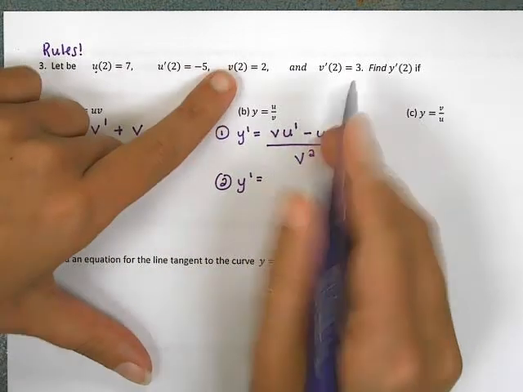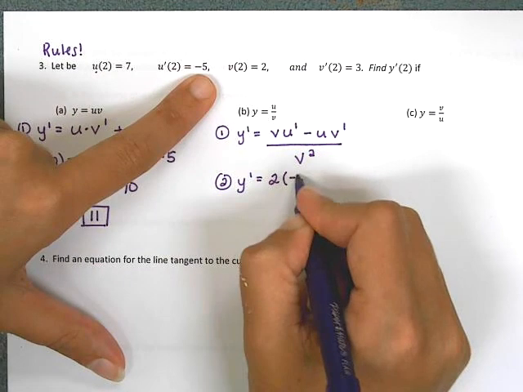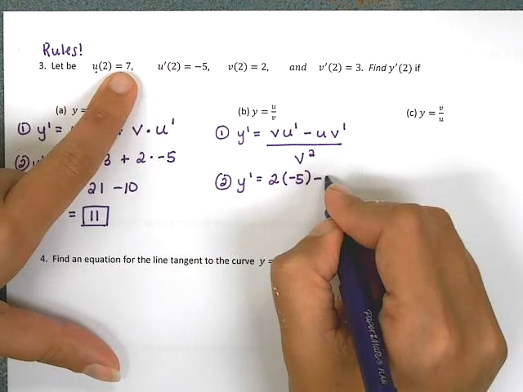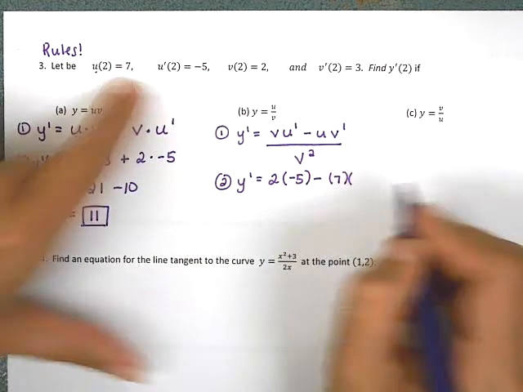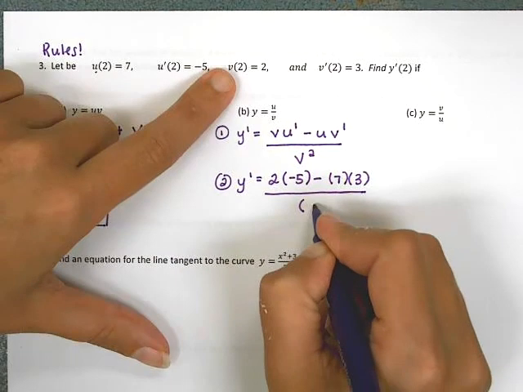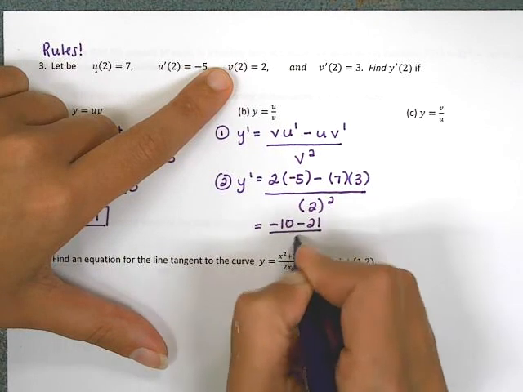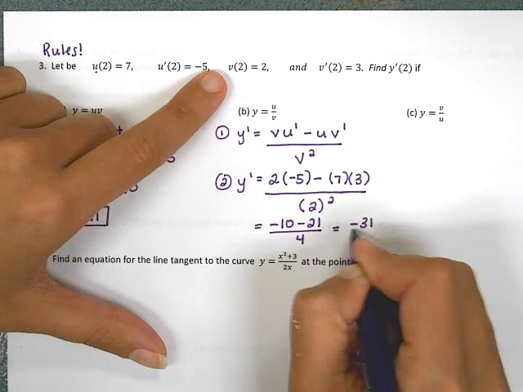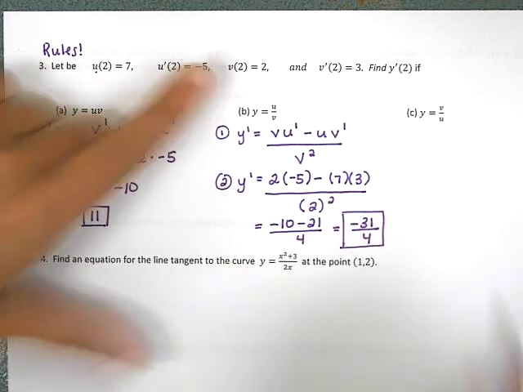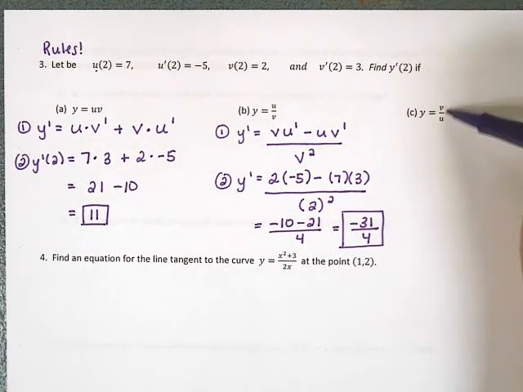If I plug a 2 into regular v, I get 2. If I plug a 2 into u prime, I get negative 5. Minus, if I plug a 2 into u, I get 7. If I plug a 2 into v prime, I get 3. Last but not least, if I plug a 2 into regular v, I get 2. So we're going to have negative 10 minus 21 divided by 4, which is negative 31 divided by 4, and that would be my rule. Again, I know that you can do division, the quotient rule, without having to know other derivative rules at the same time.